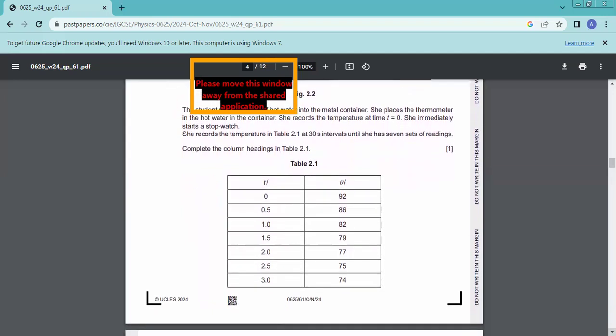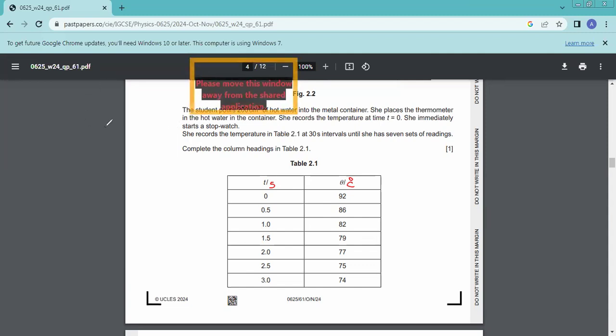They say to complete the column headings. These are very simple column headings. The time is in seconds and the temperature is in degrees centigrade. All these are the values of the time and the values of the temperature.